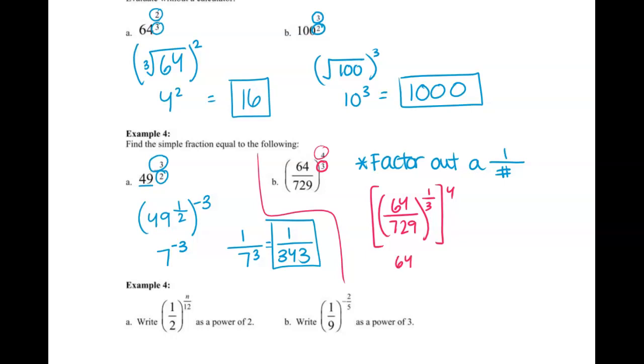And this is actually 64 to the 1/3 over 729 to the 1/3, to the 4th power. 64 to the 1/3 is 4. 729 to the 1/3, if you didn't know that offhand, that's totally okay. It's 9, because 9 times 9 is 81, times 9 is 729, no big deal. To the 4th power.